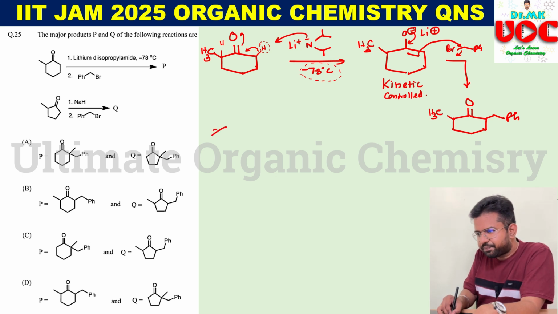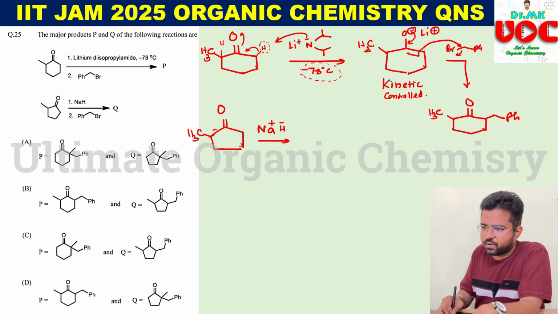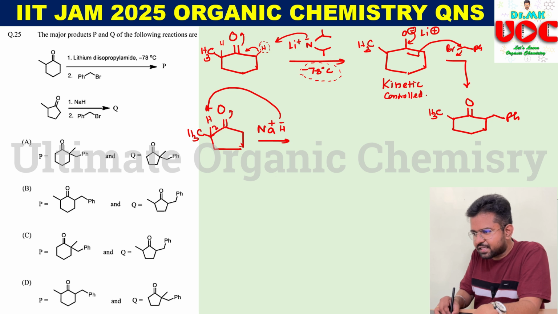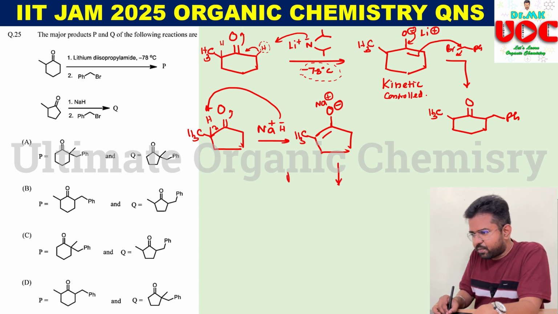And in the second case, 2-methylcyclopentanone is treated with sodium hydride. This is also a base. There is no information about the temperature. So it will take this hydrogen only, because if this hydrogen is removed, there will be formation of a thermodynamically controlled enolate. Correct. So this will be formed when it reacts with benzyl bromide.